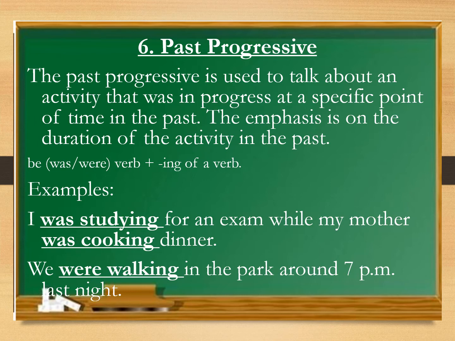Past progressive. The past progressive is used to talk about an activity that was in progress at a specific point of time in the past. The emphasis is on the duration of the activity in the past. So we have the be verb, was or were, plus the -ing form of the verb. Examples: I was studying for an exam while my mother was cooking dinner. Another example: we were walking in the park around 7 p.m. last night.